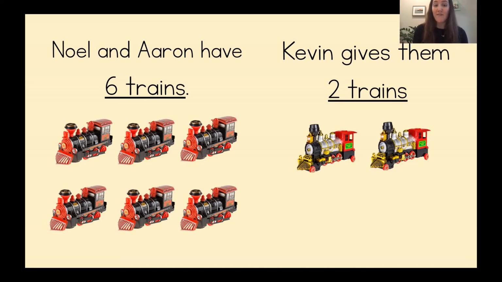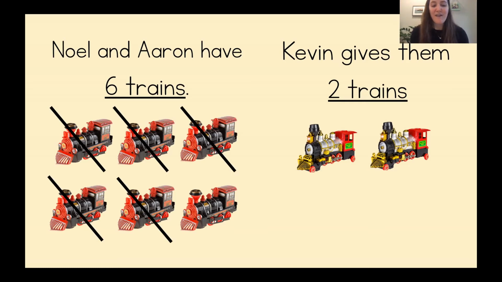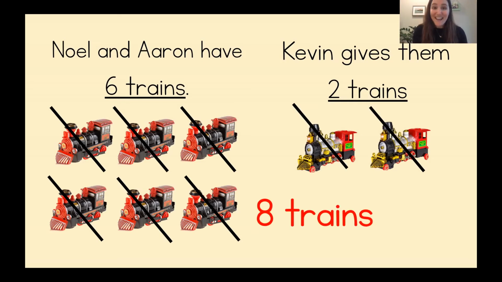Let's cross off the trains as we count how many there are all together. Count with me as I cross them off. 1, 2, 3, 4, 5, 6, 7, 8. There are 8 trains all together. So the 6 trains that Noelle and Aaron had, plus the 2 trains that Kevin gives them, equals 8 trains all together.